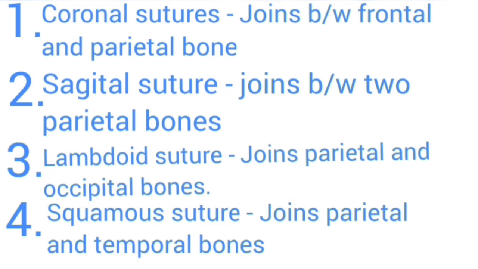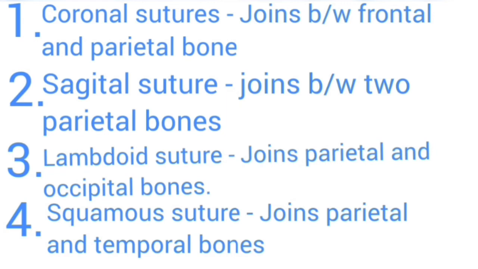First one, coronal suture. Coronal suture joins the frontal and parietal bone. Second one, sagittal suture. Sagittal suture joins the two parietal bones.